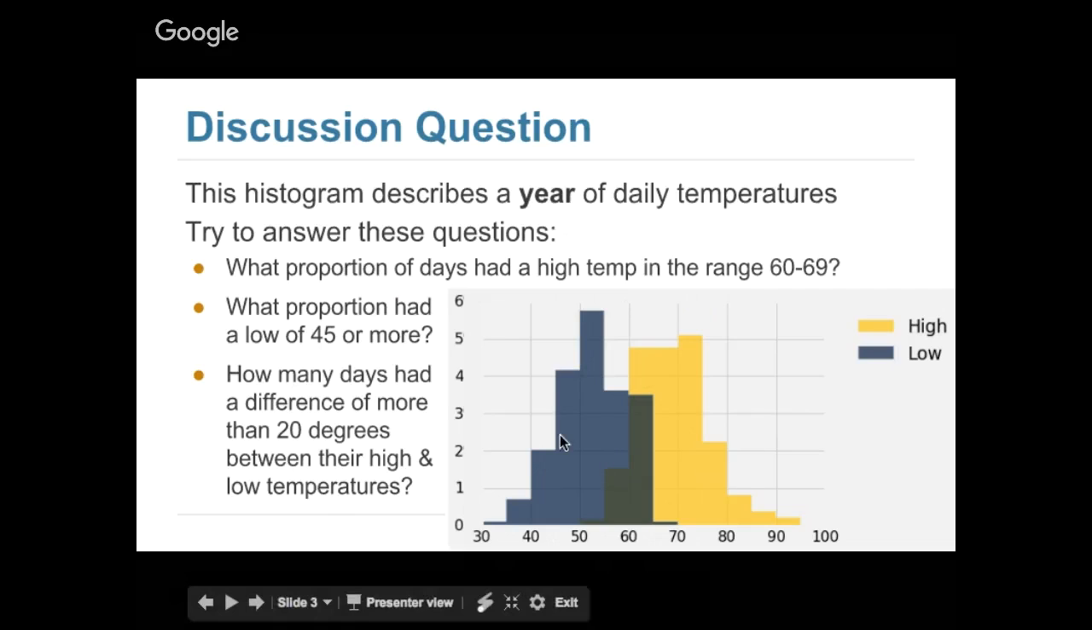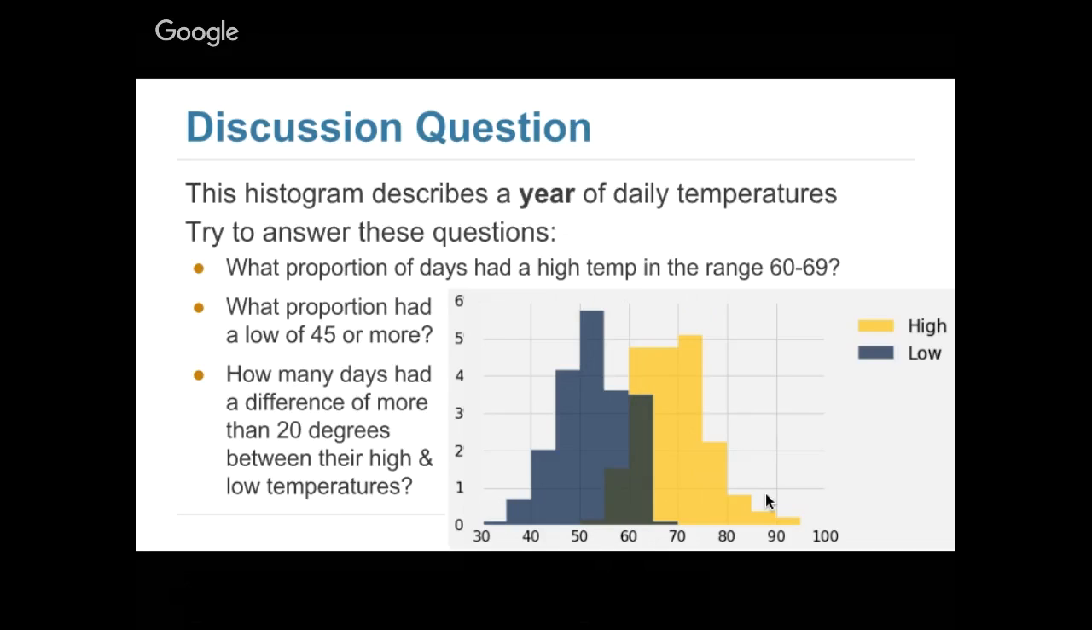Okay, so same deal. Find the areas. In this case, I can use a little shortcut. I can do 100% minus the left-hand side to get the area on the right-hand side. Finally, the third question: how many days had a difference of more than 20 degrees? Well, I can't answer that with this histogram, because this histogram is just showing me that the lows are somewhere in this ballpark, the highs are somewhere in this ballpark, but it doesn't let me compare individual days. That's not a question you can answer with this visualization.